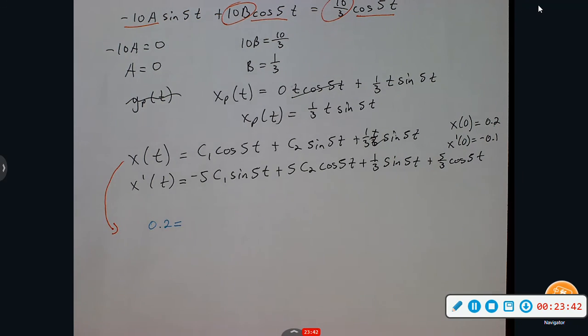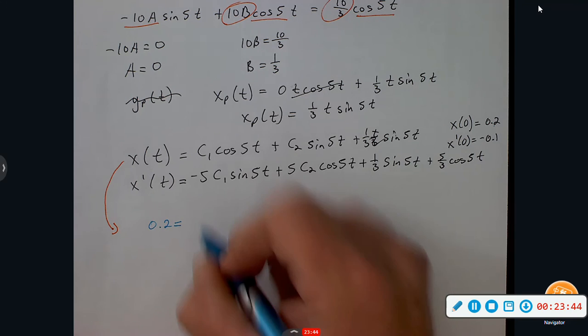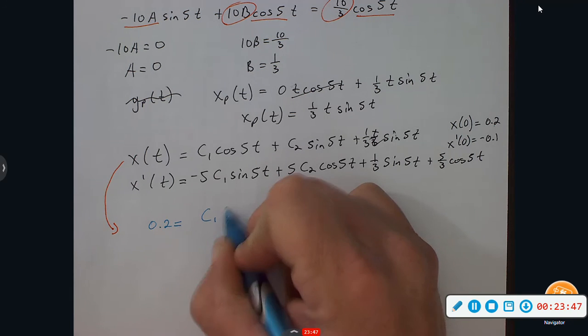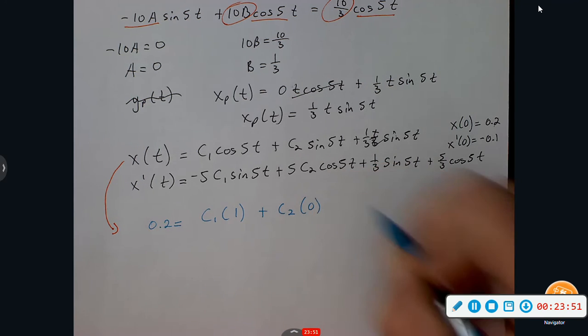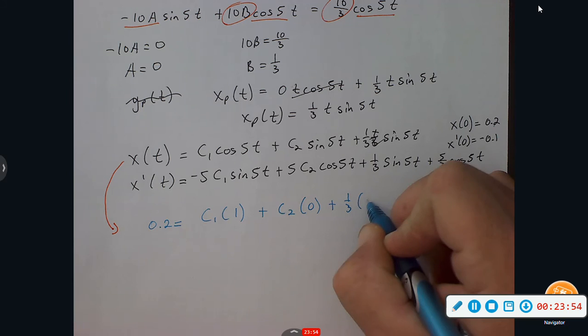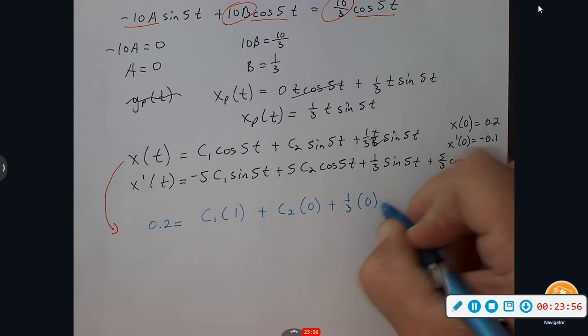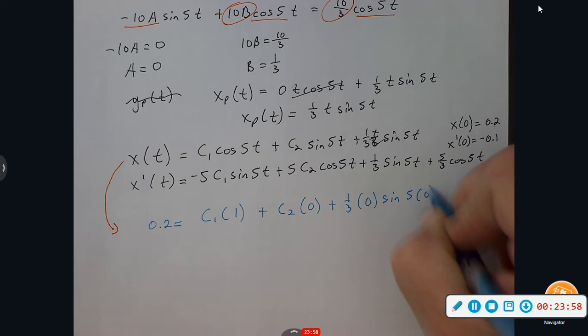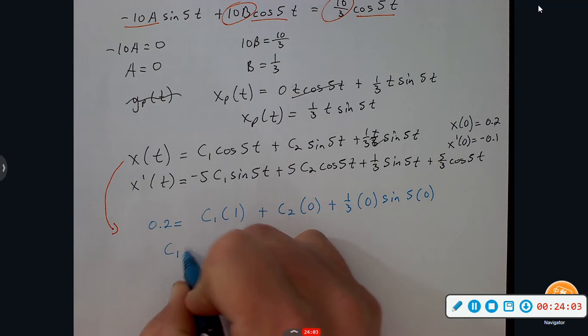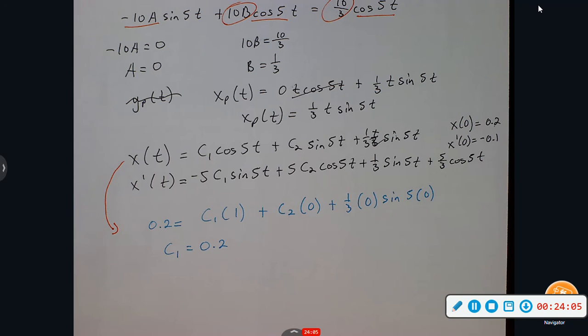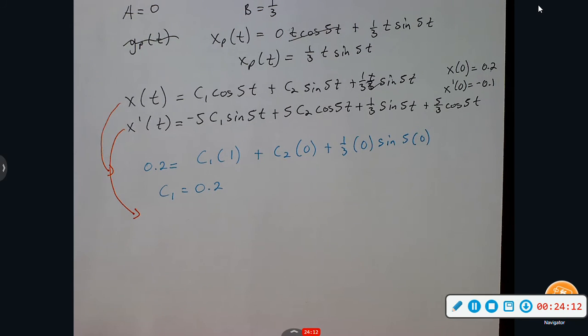0.2 equals, plugging in 0 for t, C1, this is going to be cosine of 0, which is 1, plus C2, sine of 0 is 0, plus 1/3, oh, thank goodness there's a t there, because that's 0. So we're just sitting at C1 equals 0.2.